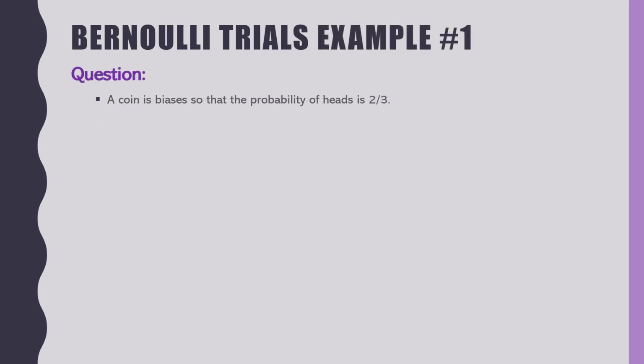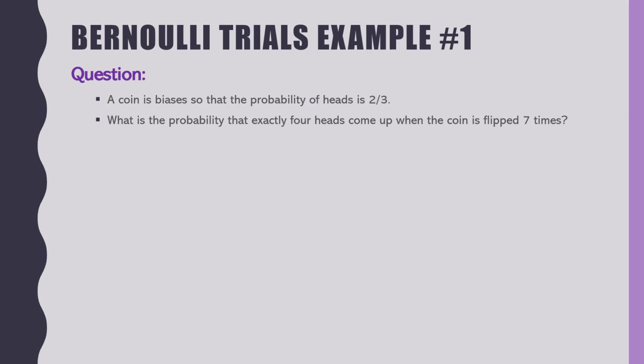So let's say we have a coin that is biased. A coin is biased so that the probability of heads is 2/3. So 2/3 of the time you flip this coin, you're going to get heads. What is the probability that exactly 4 heads come up when the coin is flipped 7 times? That's k successes out of n Bernoulli trials.